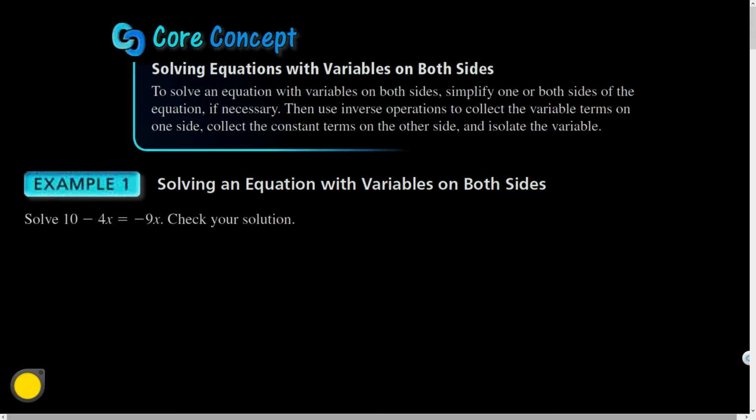We were just doing some algebra tiles even, and we encountered a situation where variables were on both sides of the equal sign. What? And then here, this is what they tell us. Solving equations with variables on both sides. So, Jimmy, it says to solve an equation with variables on both sides, simplify one or both sides of the equation if necessary. When it says simplify, what do they mean?